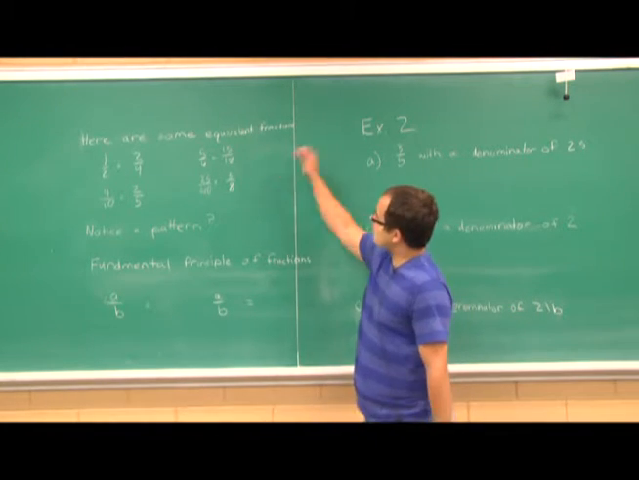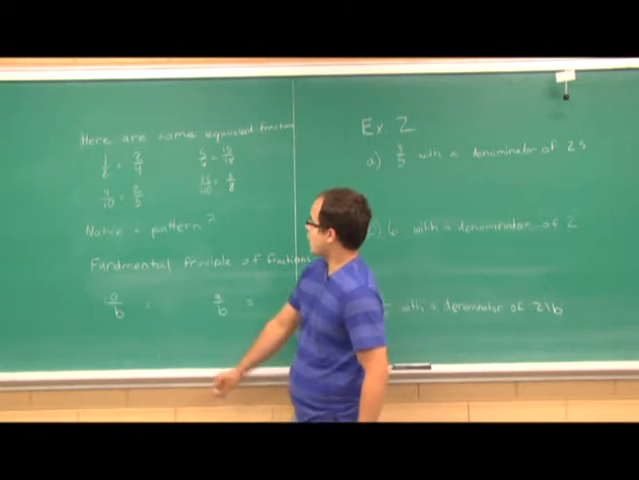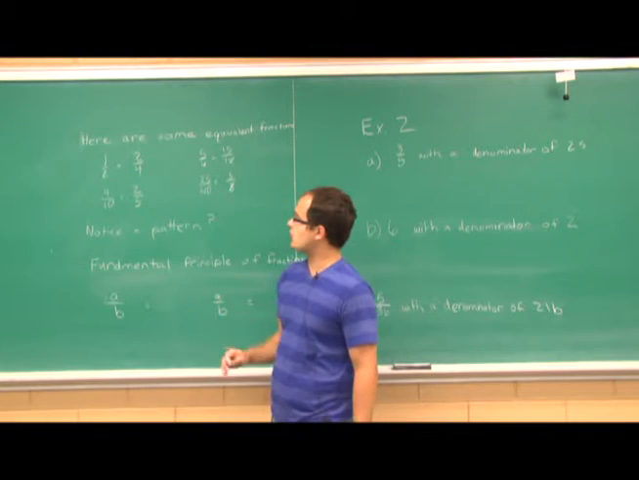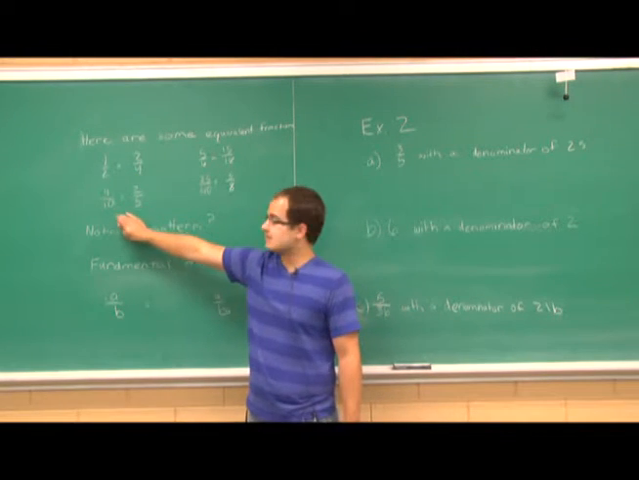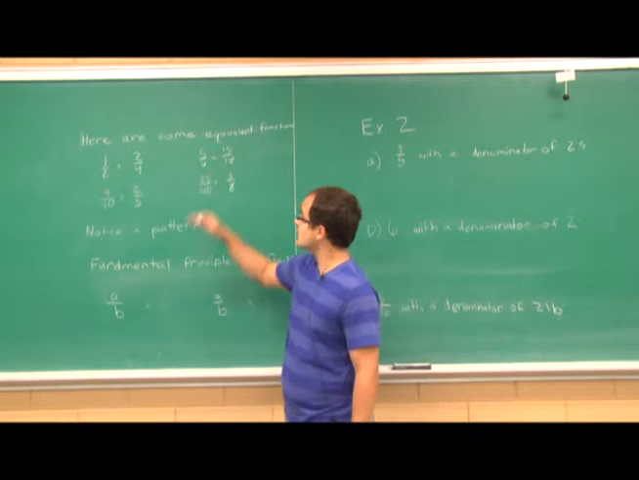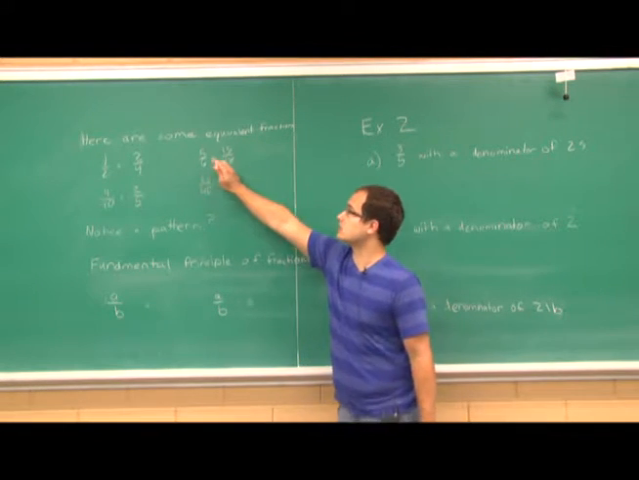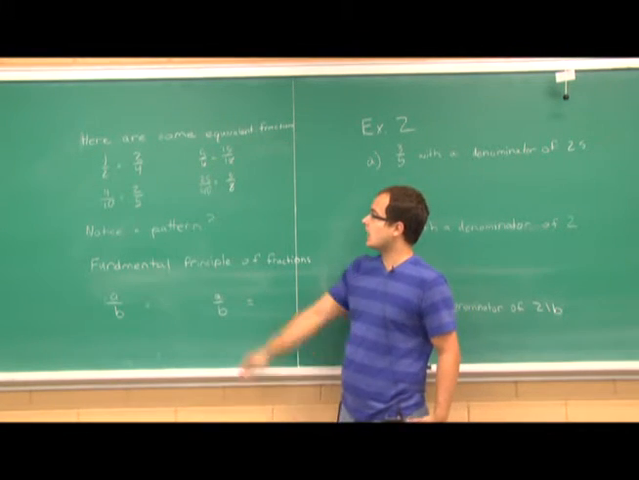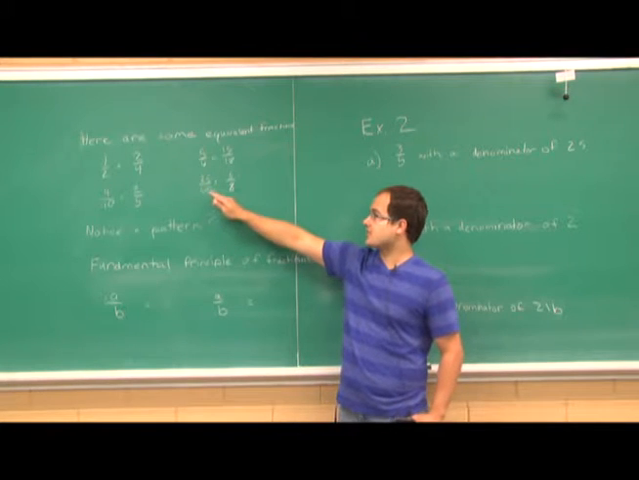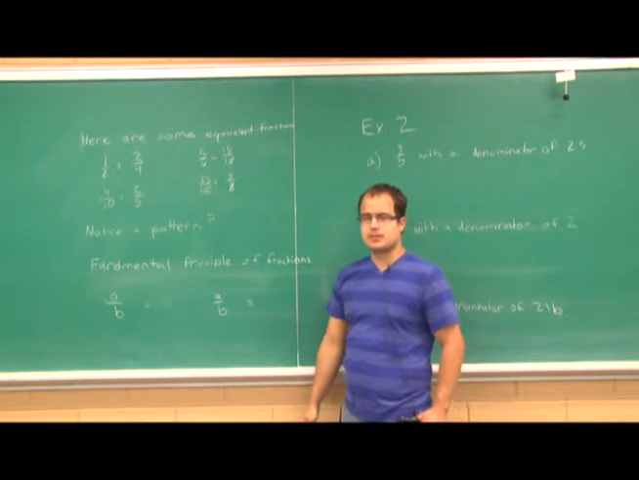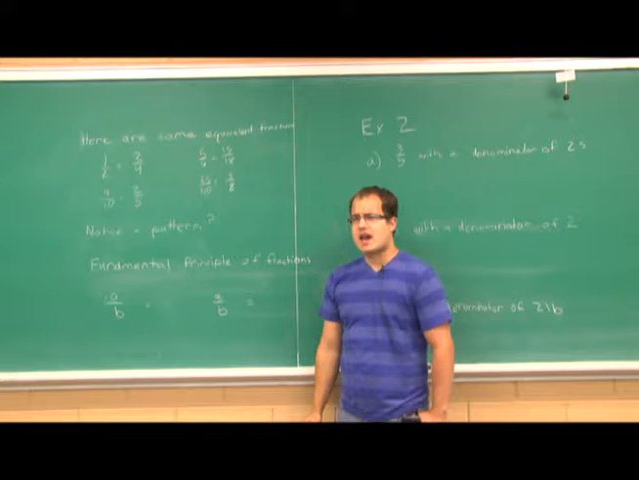Now here are some equivalent fractions. 1/2 equals 2/4. 4/10 equals 2/5. 5/6 equals 15/18. And 25/40 equals 5/8. Do you notice a pattern?